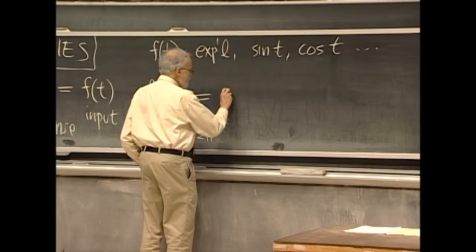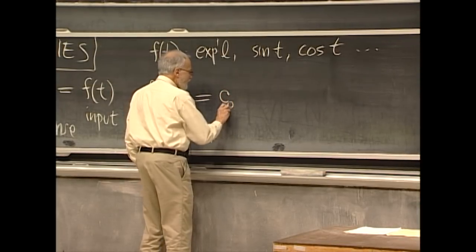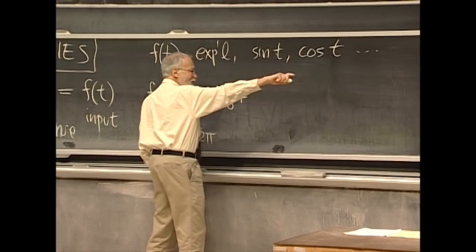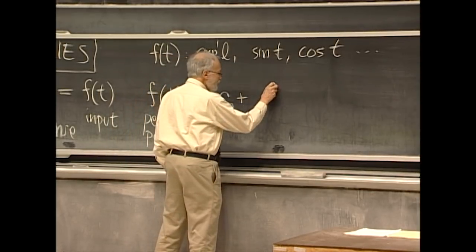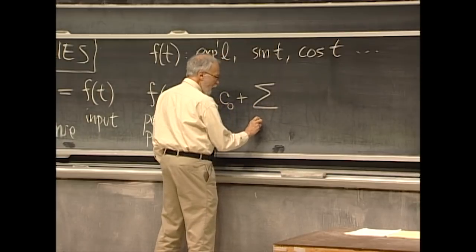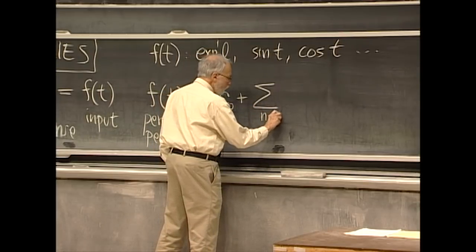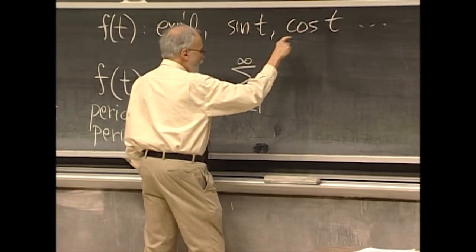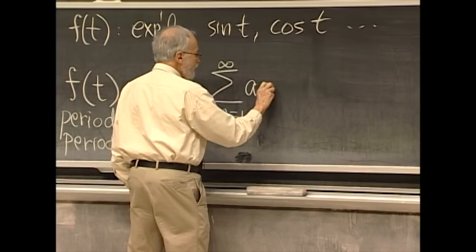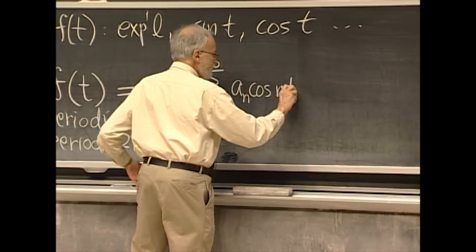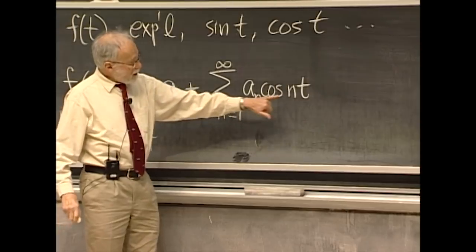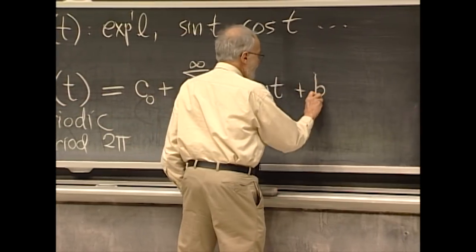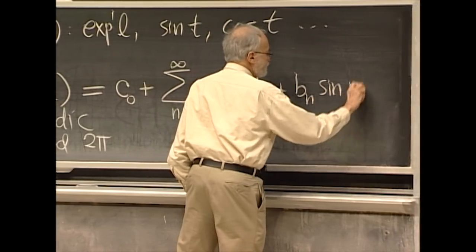So it's going to look like this. There's a constant term you have to put out front. And then the rest, it's rather long to write unless you use summation notation, so I will. So it's a sum from n equal 1 to infinity, integer values of n, of an cosine nt plus bn sine nt. It's customary to put the cosine first, and the n indicates the frequency.